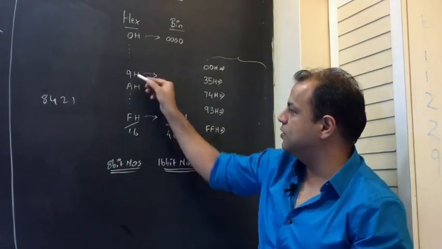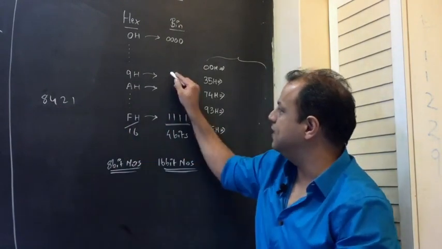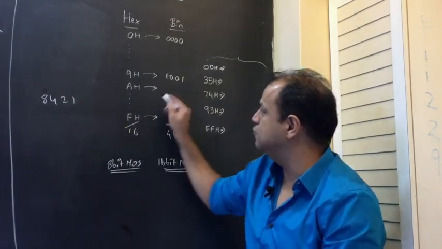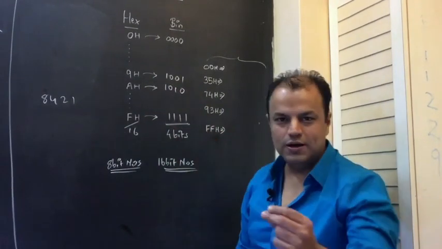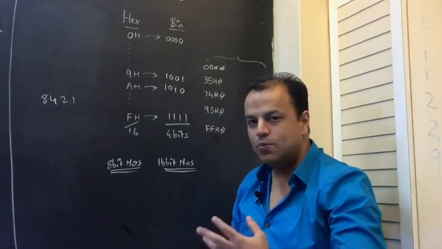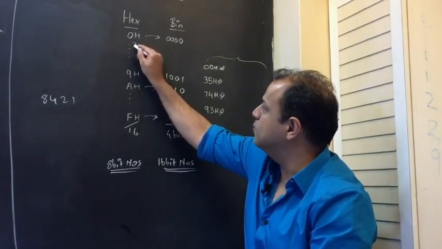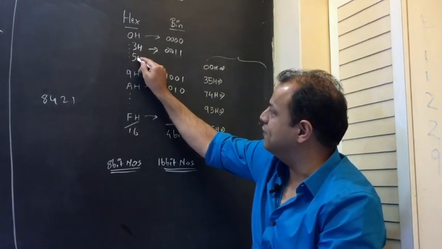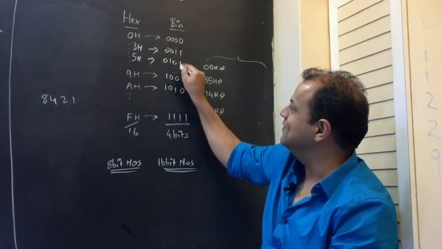So suppose I ask you what is 9. 9 is 8 plus 1. That will give you 1001. A is 10. 10 means 8 plus 2. That will be 1010. So a little faster now by yourself. I want 3. What is 3? Come on, what is 3? 0011. Nice. I want 5. What is 5? 0101. Nice.